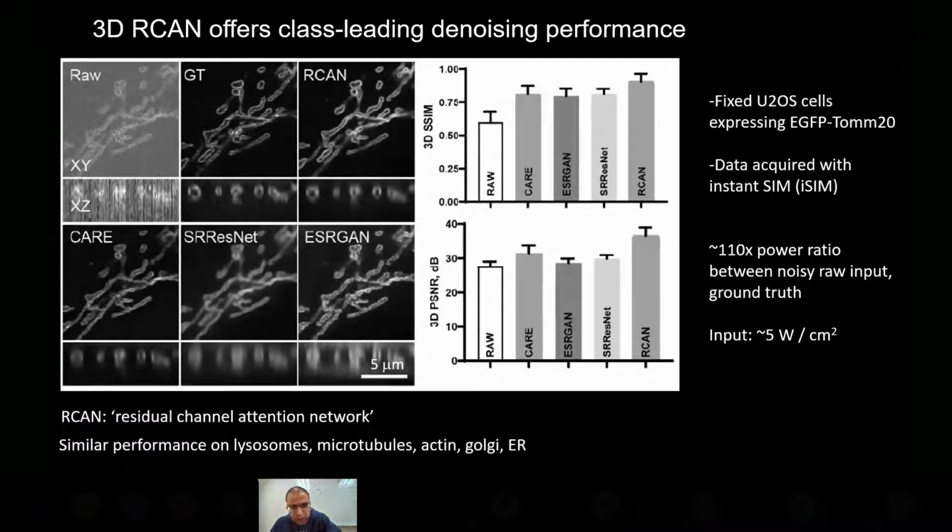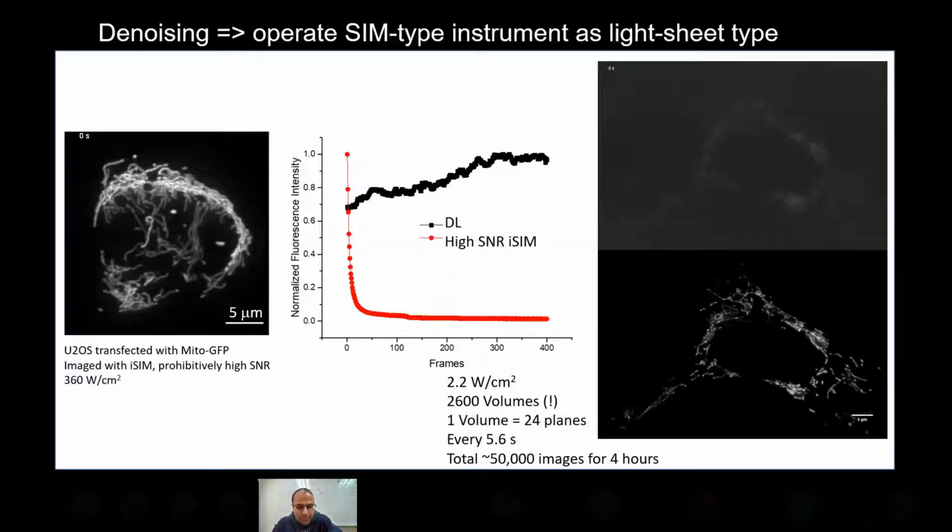And these neural networks were trained on fixed pairs of volumes, but I think the real strength of these neural networks is you can apply them to live data sets as well. To motivate that, this instant SIM is not a light sheet microscope.